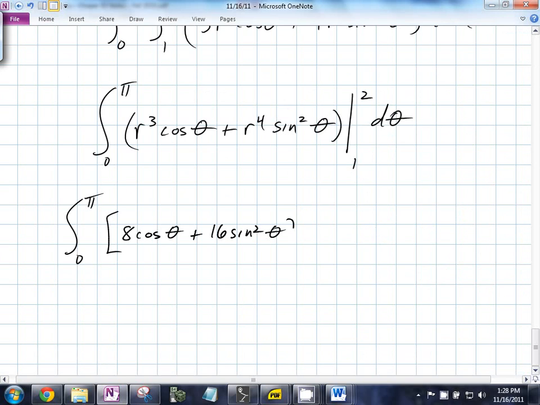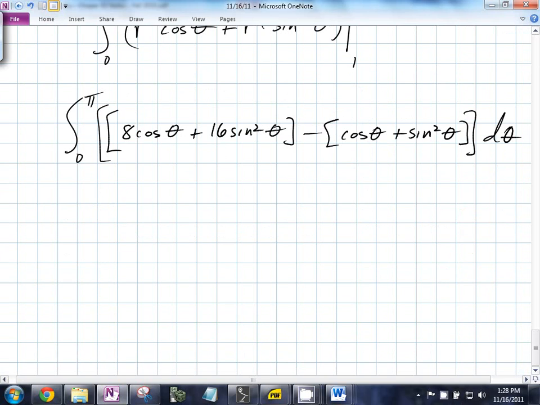And now we have to integrate with respect to theta. Can we simplify that a little bit first? So what is it? 7 cosine theta? Plus 15. Is this correct? Is it 15? d theta?